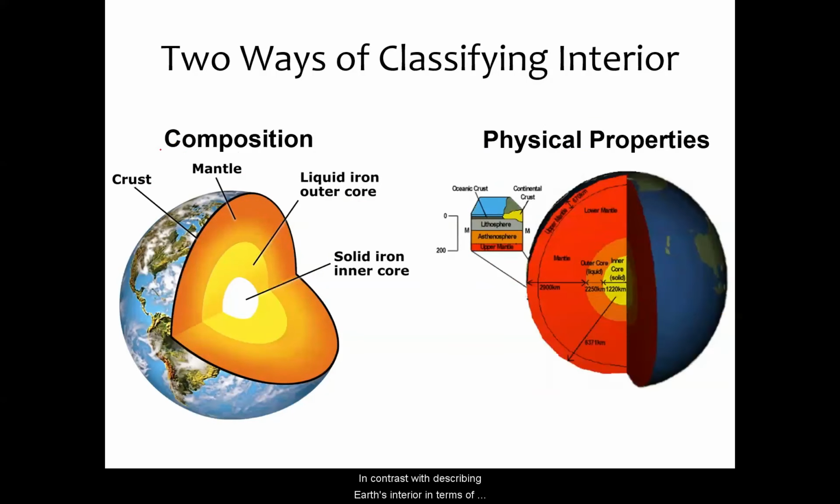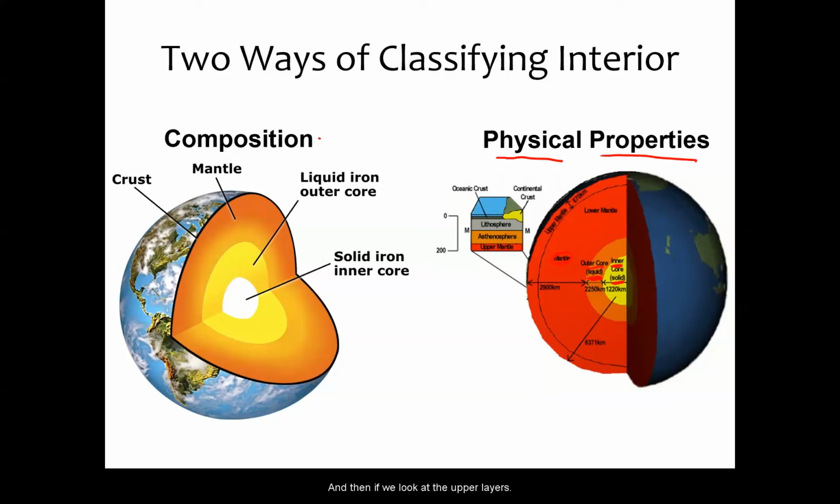So in contrast with describing Earth's interior in terms of composition, we can also describe it in terms of physical properties, really the material strength of what makes it up. In this model, we still have the mantle and the outer and inner core, but we're not defining them in terms of the mantle being silicates and the core being metal. Here we start with the core itself. The outer core is liquid. Its physical property is that its phase is a liquid, and the inner core is solid. That's a little more important when we're talking about this way of classifying Earth's interior.